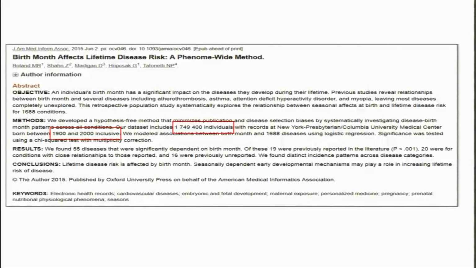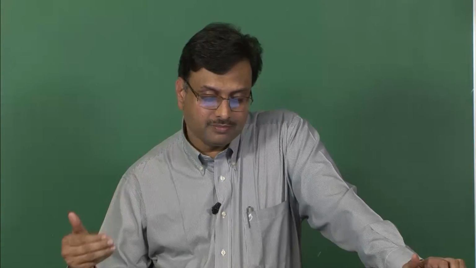They looked at a large number of individuals. You can see that it runs in thousands and lakhs, and they looked at almost a 100-year period, 1900 to 2000. That's a pretty long period. It's possible because most of the developed countries have very good hospital backup. The government takes care of their health, therefore they have very good records with regard to each individual as to what kind of ailment they had. So they basically looked at the hospital records and came up with certain conclusions.